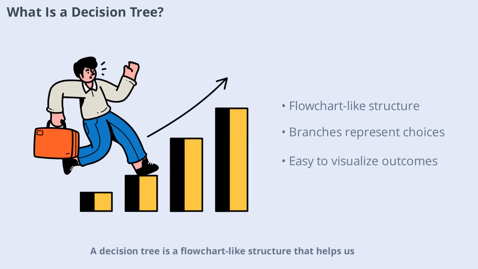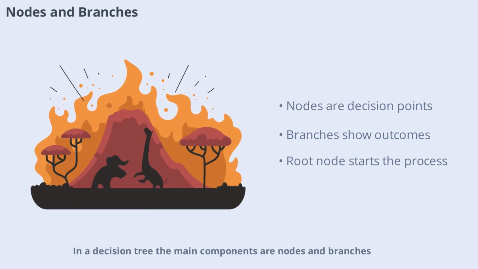A decision tree is a flowchart-like structure that helps us make decisions by mapping out different choices and their possible consequences. Imagine a tree where each branch represents a decision or a possible outcome. At each node, you answer a question or evaluate a condition, and based on your answer, you move down a branch to the next node. This continues until you reach a final outcome or decision. Decision trees are widely used in fields like finance, healthcare, and machine learning because they make complex decisions easy to visualize and understand.